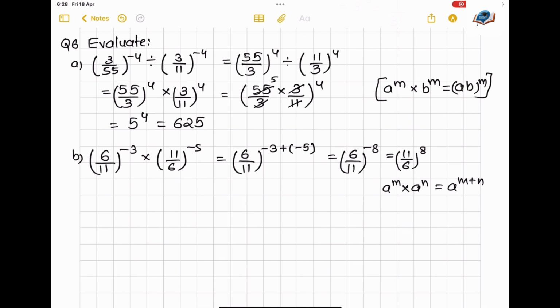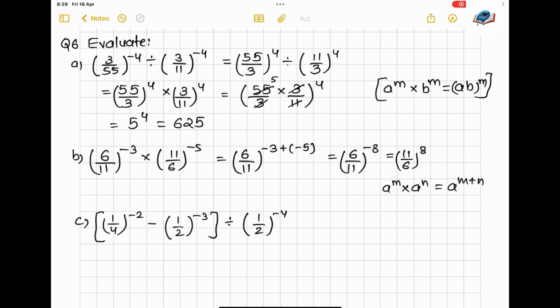Then C1 is 1 upon 4 whole raised to minus 2, sorry, 1 upon 2 it is, whole raised to minus 3 divide by 1 upon 2 whole raised to minus 4.